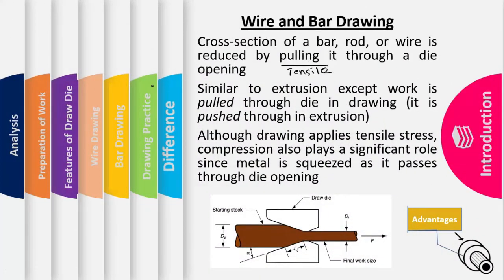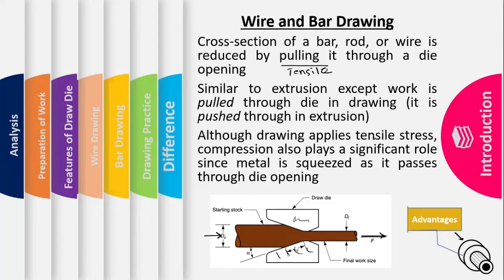So it is similar to extrusion. The basic scheme is similar to extrusion. We have a container, we have a die. This hole is a die surface, and there's a work billet or work stock that is being pulled, that is being passed through this die opening. But the only difference is that in extrusion the force is being applied here, while in wire and bar drawing, the force is being applied by pulling. In extrusion it is being pushed, right? That is the only difference between extrusion and wire and bar drawing.